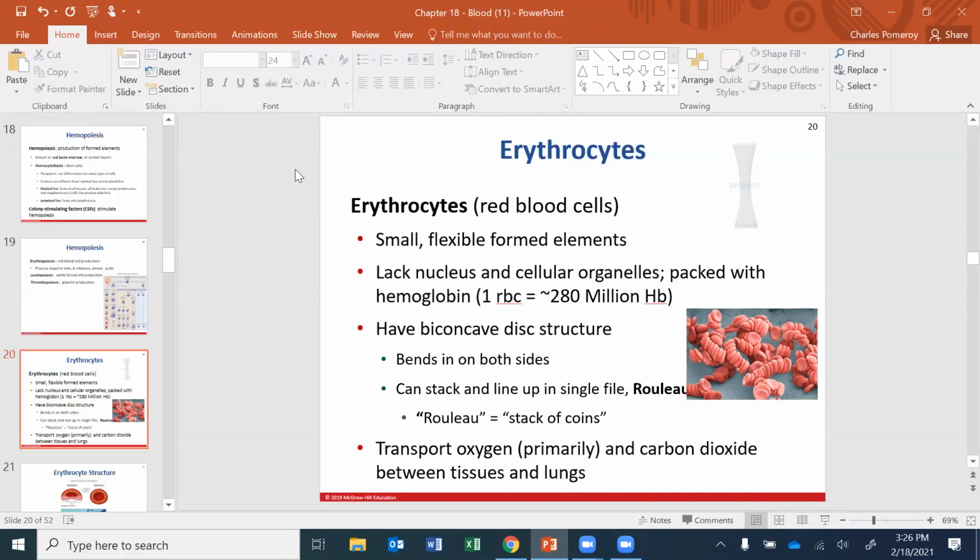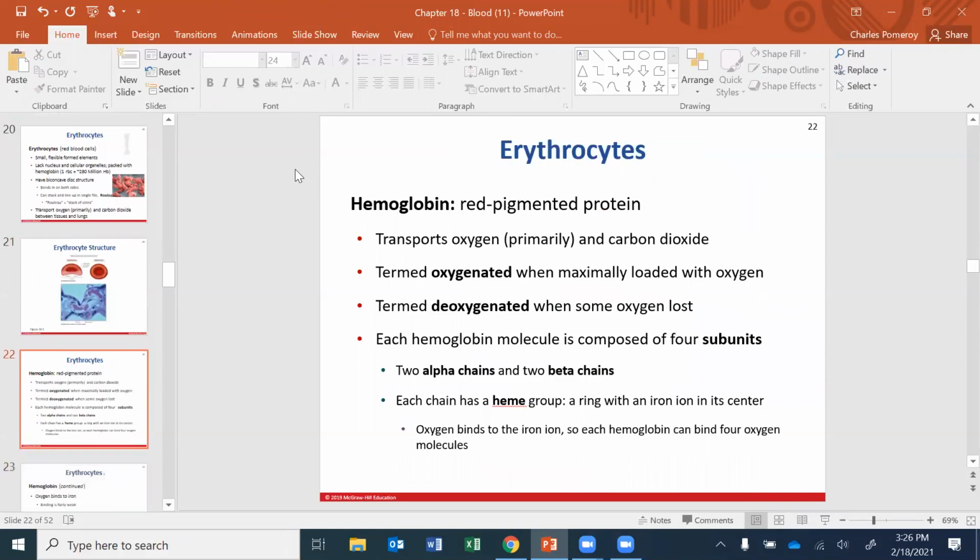Now, inside the red blood cell is a protein called hemoglobin, and that's actually what makes blood red. That's what makes red blood cells red. And this is the guy who can change color. So this protein is changing color depending on if it's bound to oxygen or not. And so you'll hear the words oxygenated and deoxygenated.